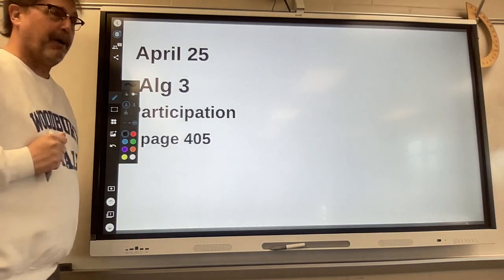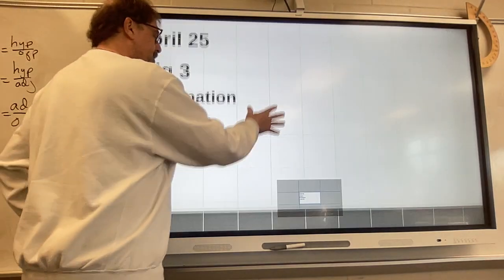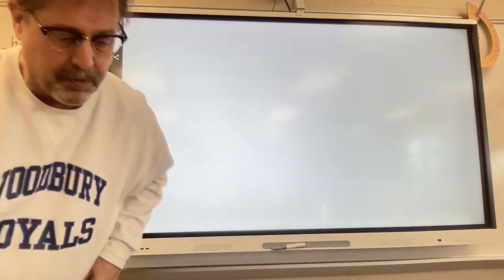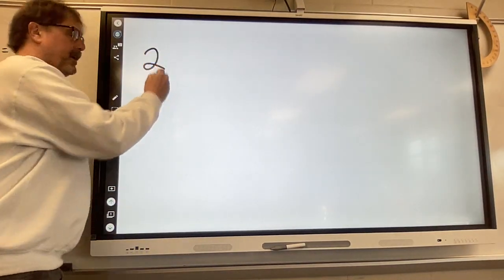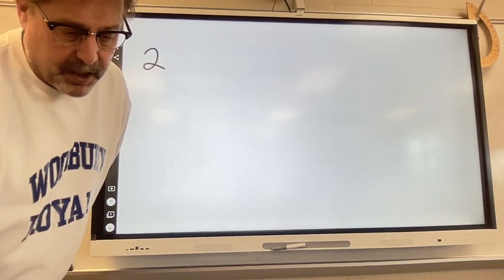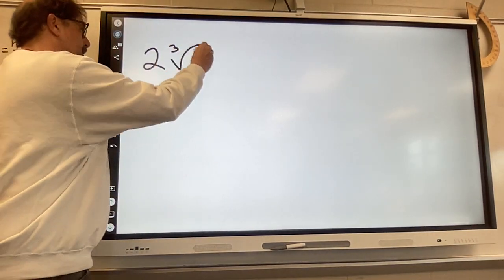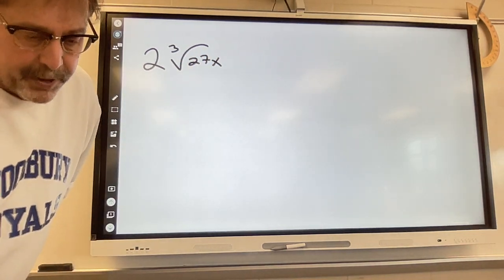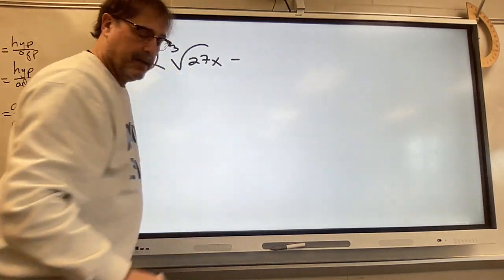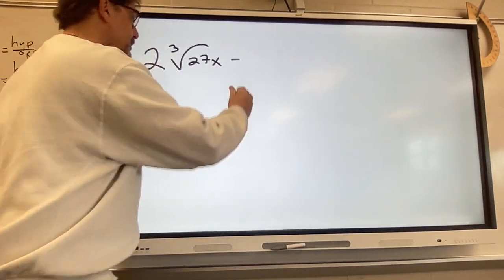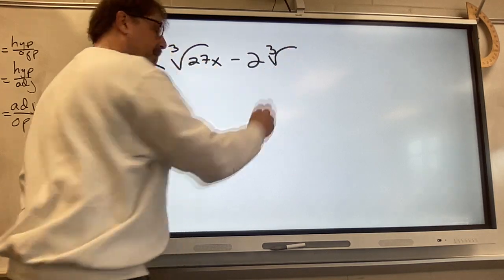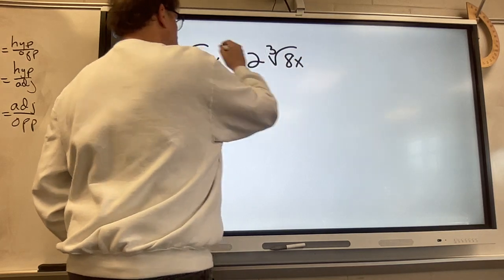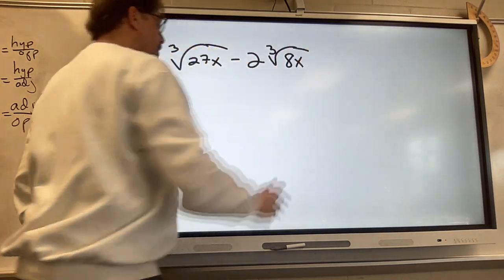Today is just going to be our participation. You participate, you're going to get points. We're going to be working more with square roots, and we're going to add and subtract square roots. So here we go. We have 2 times the cube root of 27x, taking this a level up from algebra, minus 2 times the cube root of 8x. And these signs go all the way over.